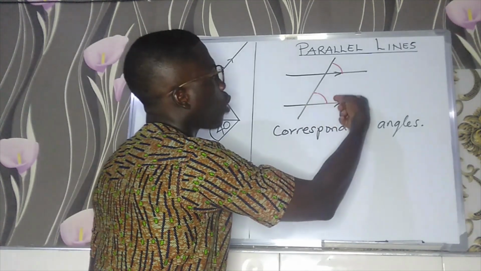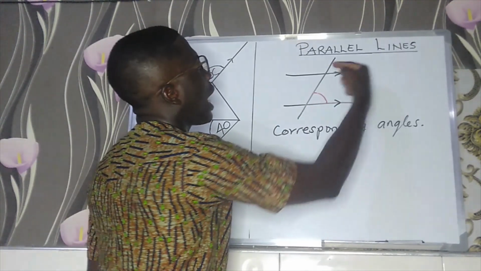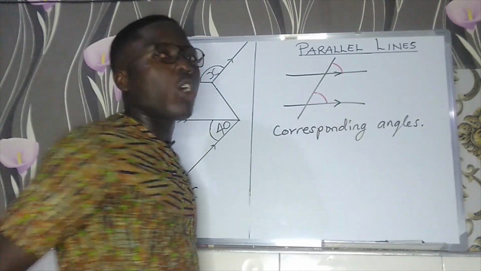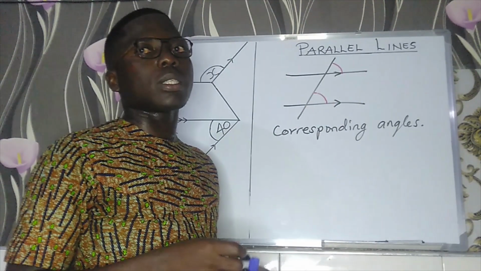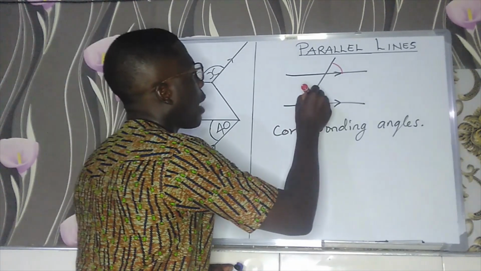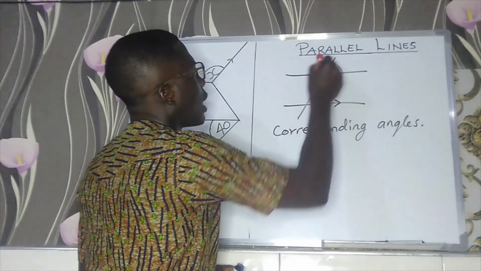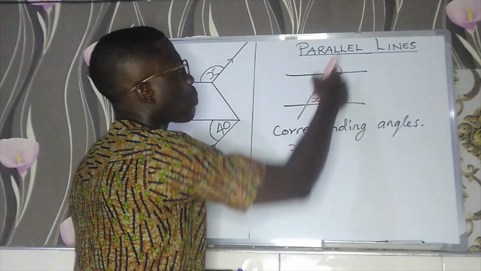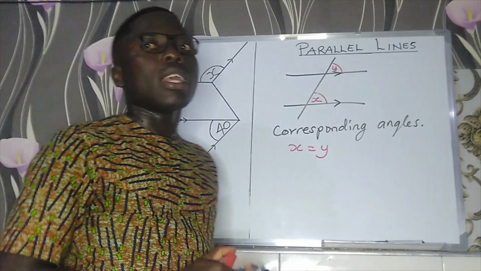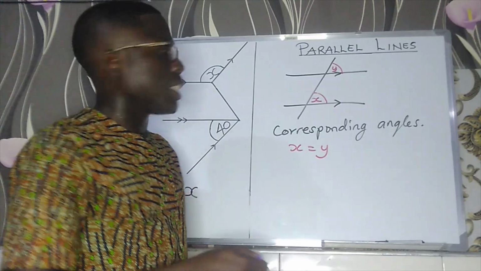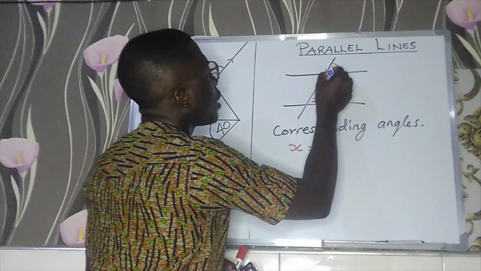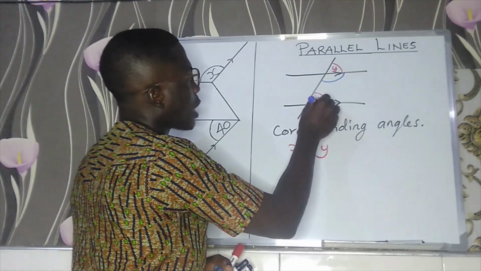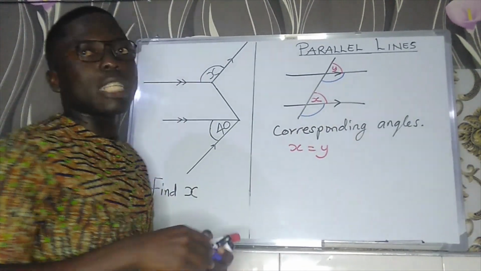So the one on top of this particular parallel line and the one on top of this particular parallel line, they are corresponding angles. And so, if I have x here and I have y here, then x is equal to y because corresponding angles are equal. Just as the angle beneath this particular line is also corresponding to the angle beneath this particular line.